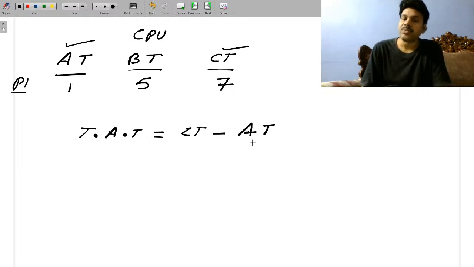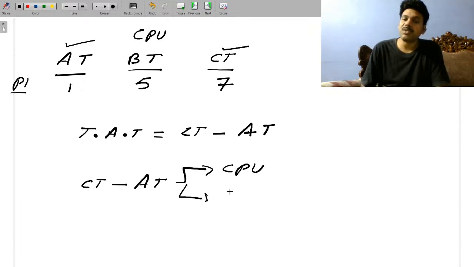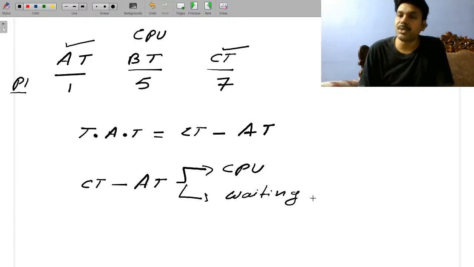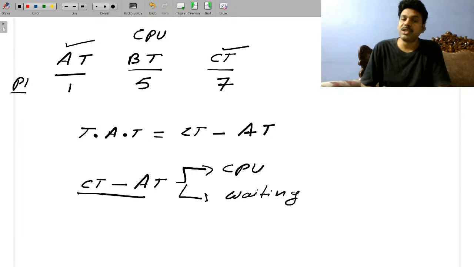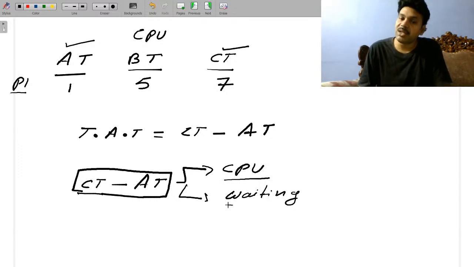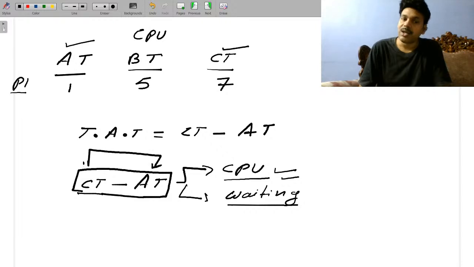During this CT minus AT, the process may be with the CPU or the process may be waiting. Please understand, I may not be immediately scheduled to the CPU. I may also have some waiting time. During this period, I may directly utilize the CPU or I may wait for some time to enter the CPU, then I will take CPU time. So the process may be with the CPU or in waiting, that means it has not entered the CPU.